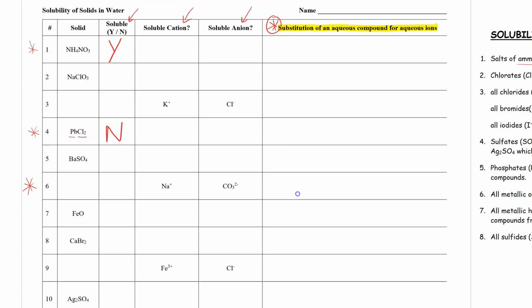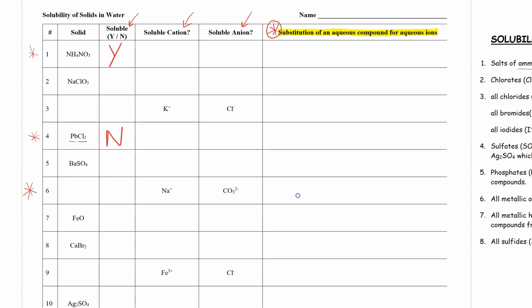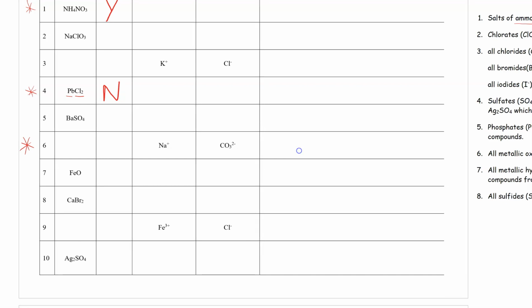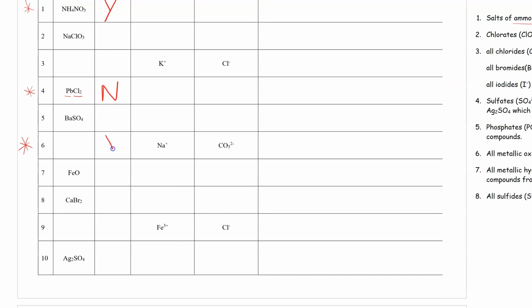This time, I've given you just the soluble cation and the soluble anion. Well, if I'm telling you they're soluble, then you can guarantee they're soluble. What would the formula be? Na is a +1, carbonate is a 2-. So we need 2 sodiums and 1 carbonate. Okay, so let's go up and see what we can complete.